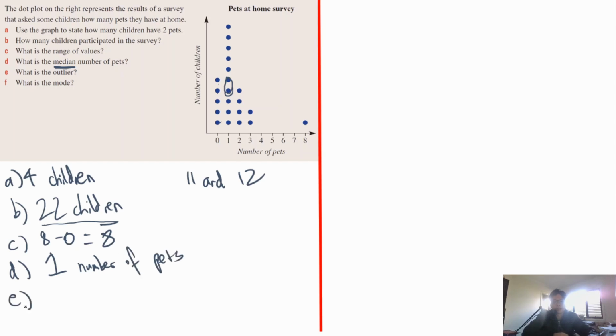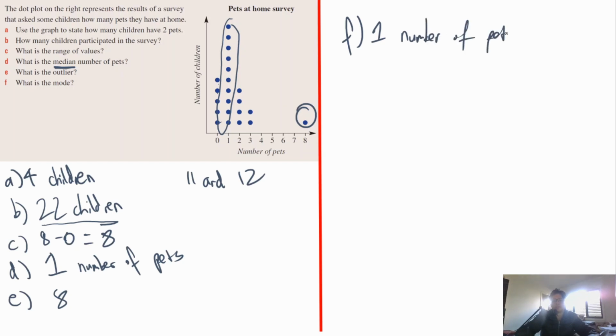And E, what is the outlier? That's the one that is simply away from the cluster, so that's over here. And F, what is the mode? Mode, if you remember from last lesson, is the one with the most data. So that's this one here, which is also 1 pet.